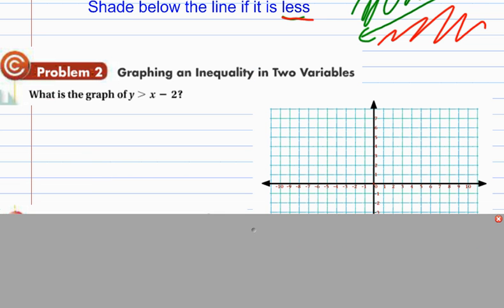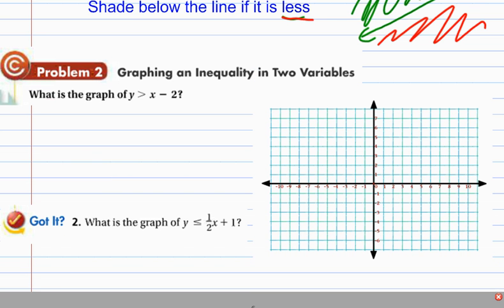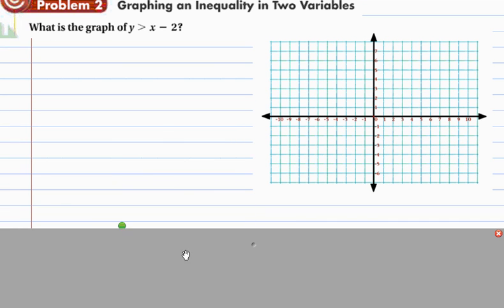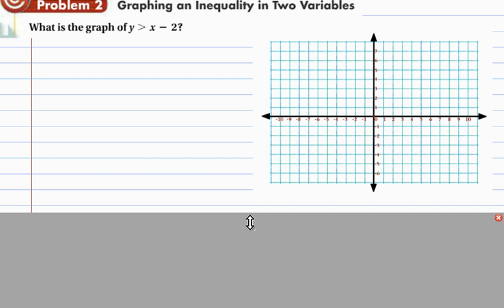I have two of them here. Let's just slide this down a little bit. So, what is the graph of y is greater than x minus 2? Well, let's identify the slope. There's nothing here, so it's just 1 over 1. Rise over run would be 1 over 1. The y-intercept is negative 2. So we're going to start the line at negative 2 on the y-axis. Going to go up 1 and over 1, up 1 and over 1, up 1 and over 1. So we've got a line.